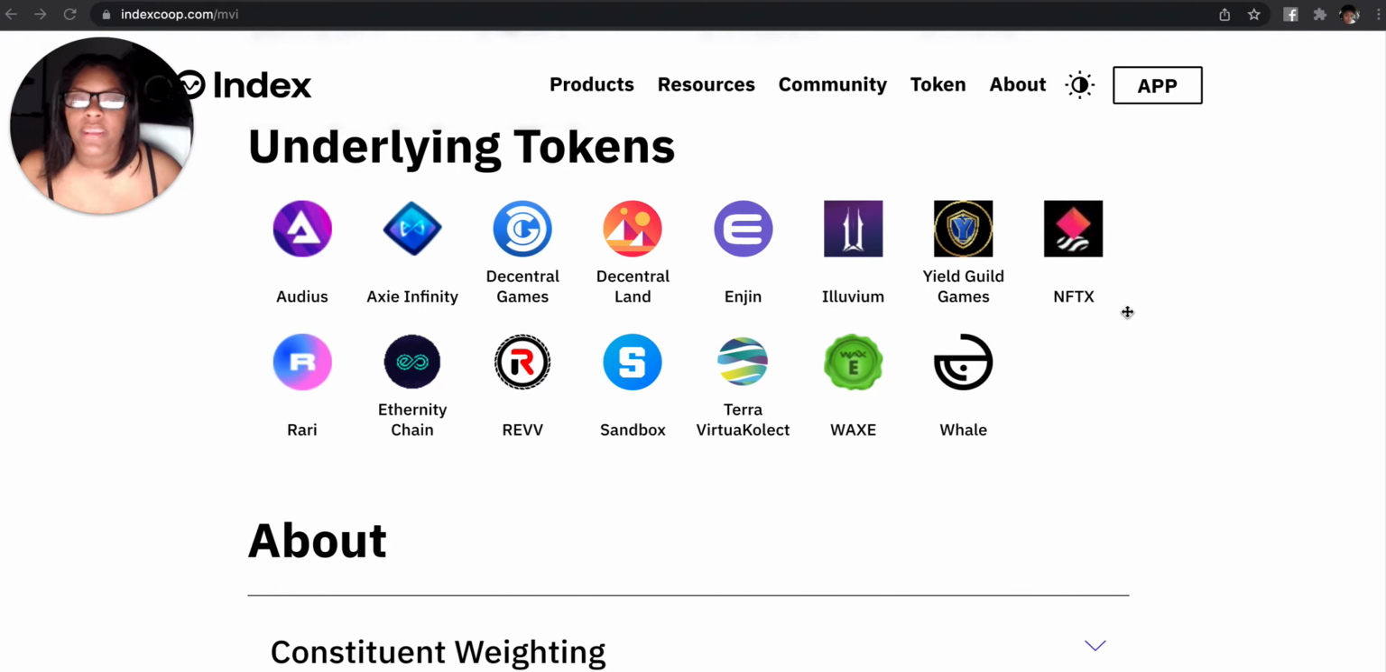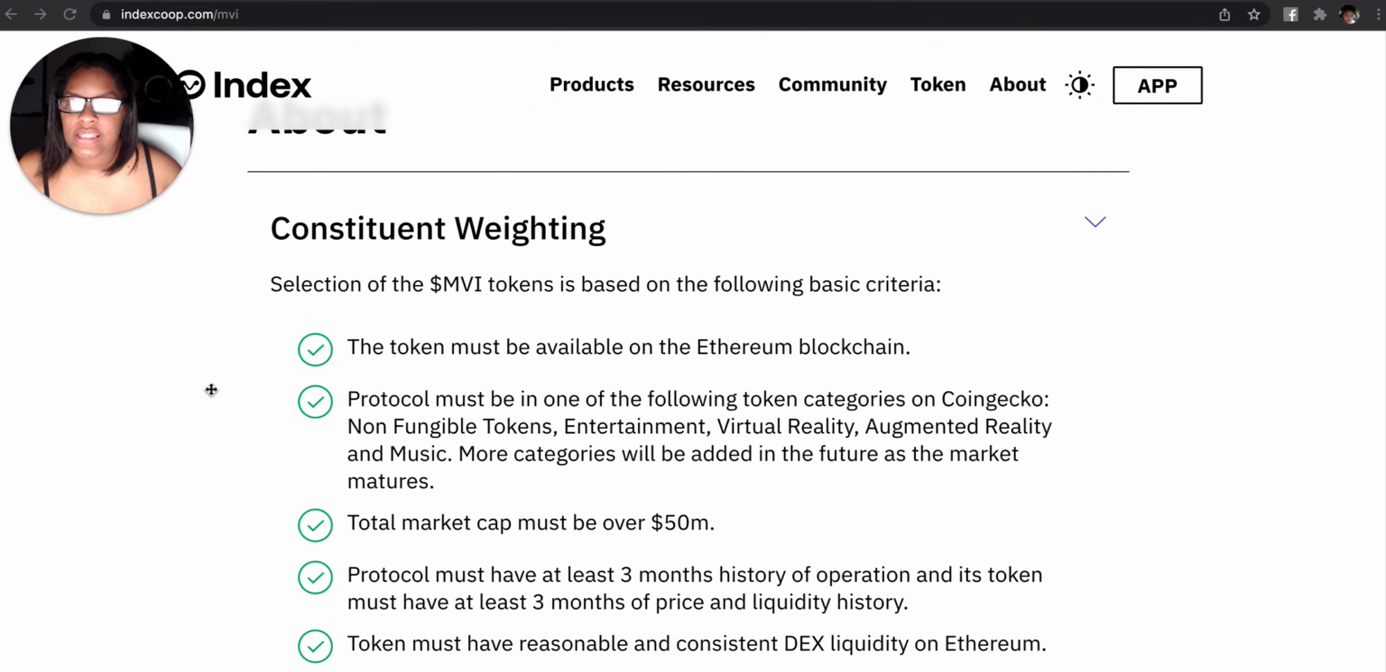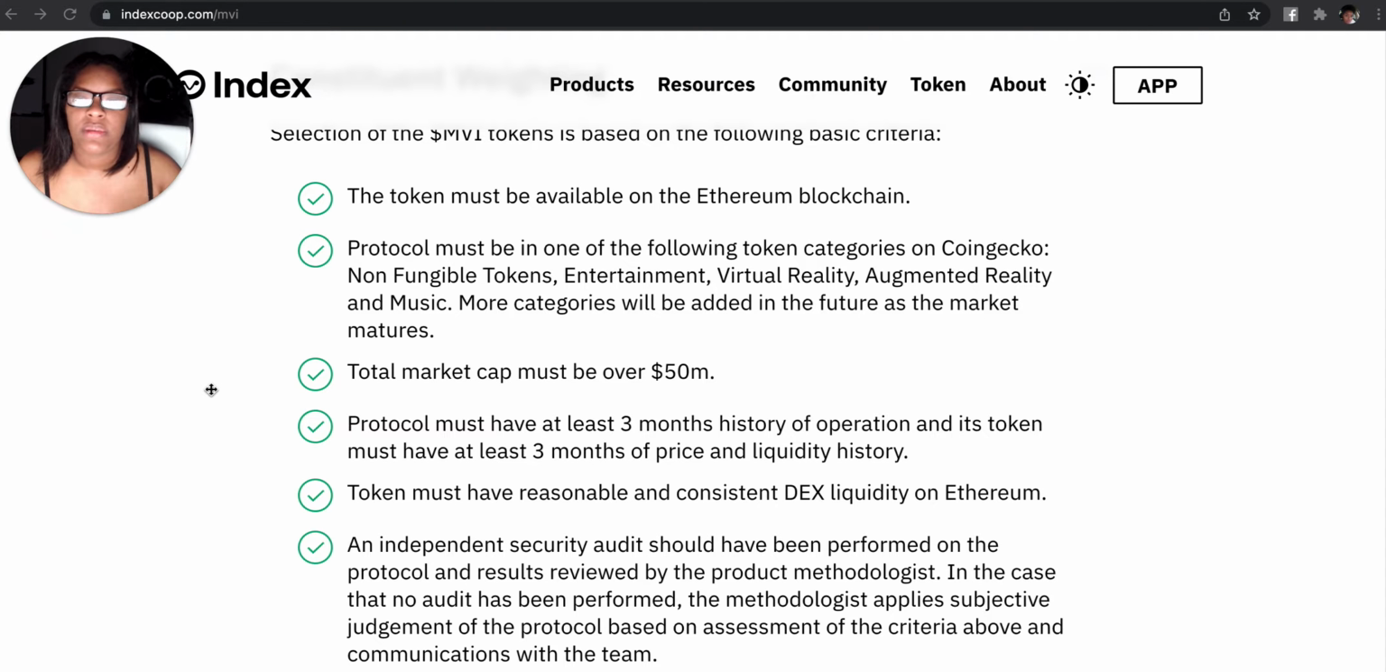I like this because it tells you the criteria for a token to be inside of MVI. It has to be linked to the Ethereum blockchain. That's the biggest one. So if you were to buy the Metaverse Index, you'd actually want to buy Ethereum alongside it because of the technology.